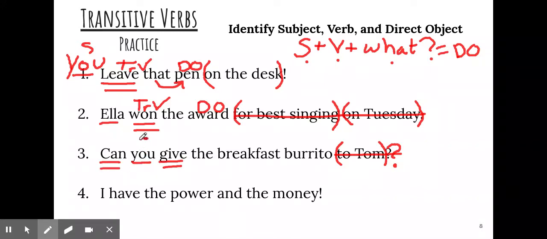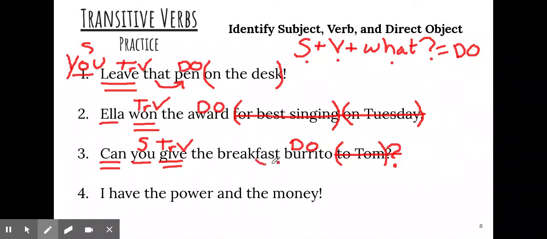So this sentence really says you can give. And then it's an action verb. You can do that action, so we plug it in. You can give what? And in this case, burrito answers that question. That's the official correct pronunciation for burrito, just so you know. Burrito. So you can give. That means that can give is a transitive verb because it has this direct object.